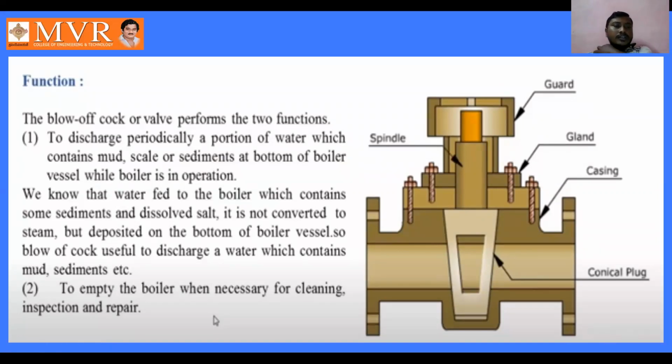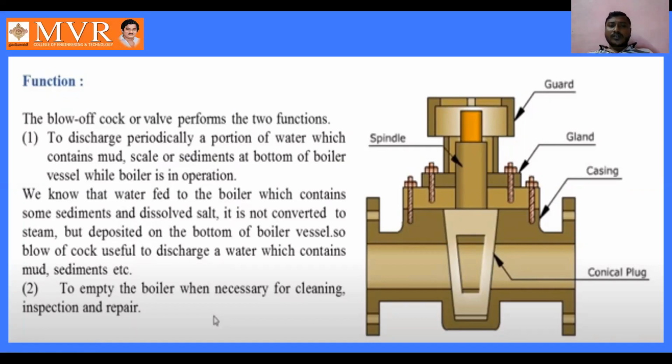The blow off cock or valve performs two functions. The first is to periodically discharge a portion of water which contains mud, scale or sedimentation at the bottom of the boiler vessel while the boiler is in operation. When the boiler is in operation, it discharges a portion of water downward, which contains mud, scale or sedimentation at the bottom of the boiler shell.